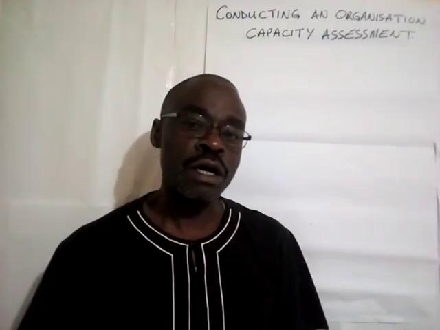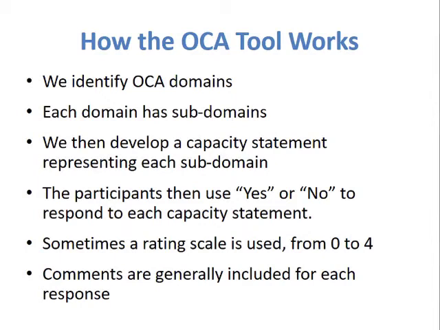How does this OCR tool work? Well, from the slide there, we can see that what we do is we identify what we're calling OCR domains, major segments of the organization. You'll see this by way of an example a few minutes from now. Then from those domains, those major segments, we break them down into sub-segments, which we're calling subdomains. Okay? We then develop capacity statements to represent each subdomain.